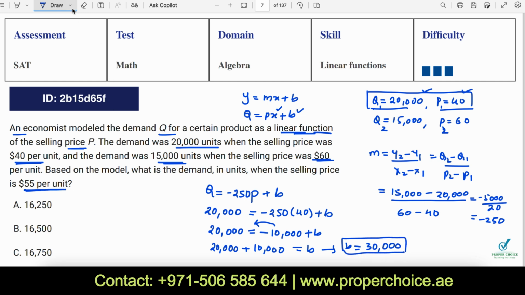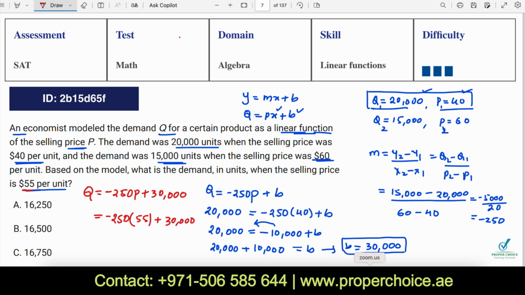Now what is our equation? The equation we got in terms of Q is Q equals negative 250 times P plus 30,000. Now they are asking me, with reference to this, what would be the number of units when the price was $55. You need to simply replace P with $55. Then it becomes negative 250 multiplied by 55 plus 30,000.